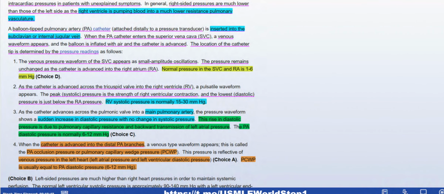Okay, the catheter is advanced into the distal pulmonary artery branches. Pulmonary artery occlusion pressure, or pulmonary capillary wedge pressure, as it is called, reflects venous pressure in the left atrium or left heart, left atrial pressure and left ventricular diastolic pressure. Pulmonary capillary wedge pressure is usually equal to pulmonary arterial diastolic pressure, which is 6 to 12 mm Hg.